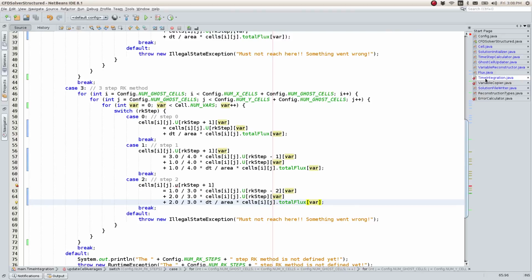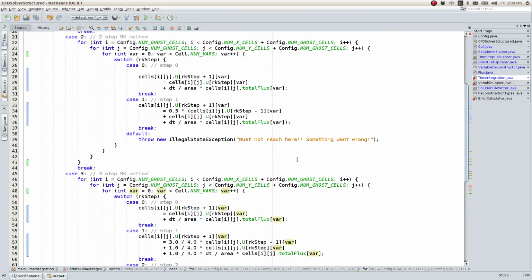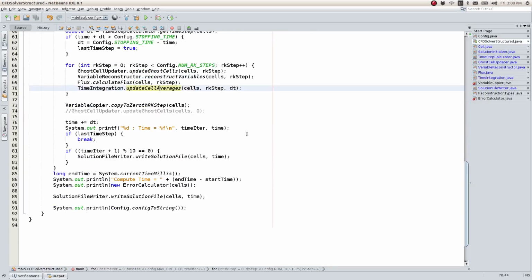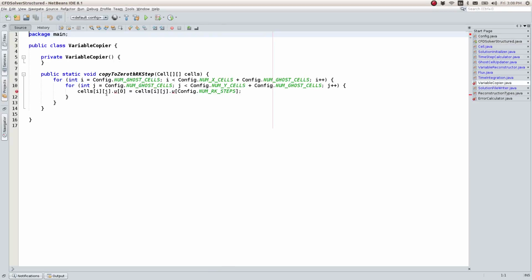Okay, and something is missing. What's missing? I missed, right, this thing. Now let's look at the next step, which is variable copier. In here again the same thing, we have to copy each of the variables.